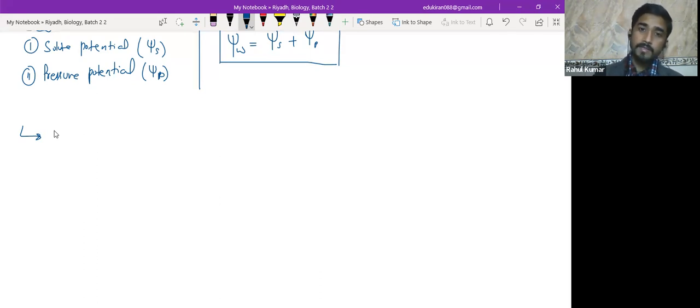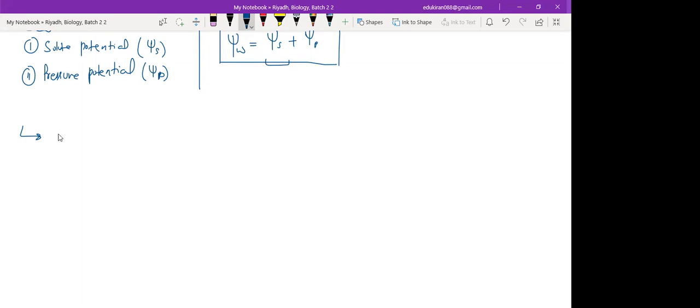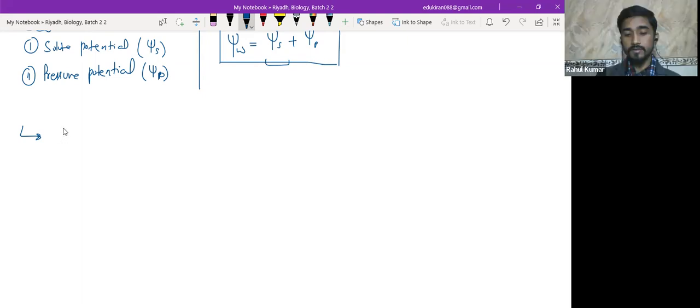Which also means, what is the magnitude of this solute potential then? Whenever we bring in this factor, the water potential decreases. So it's always reducing, right? It's always negative, correct? So you can write down solute potential is always negative in nature or in magnitude. So this is always negative.